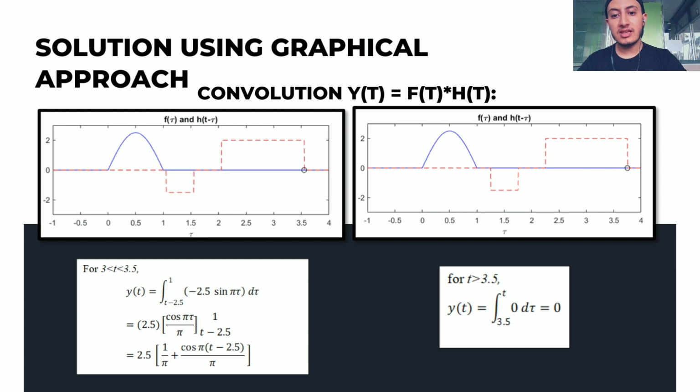So for the other figure, we can see that h(t minus tau) is fully leaving the f(t) signal, and there is no overlapping signals. And for the integration, it's like the first integration we did. So we integrate 0 and we will get 0 because there is no overlapping.